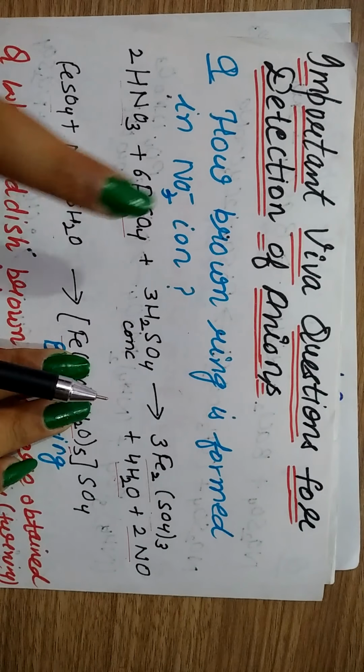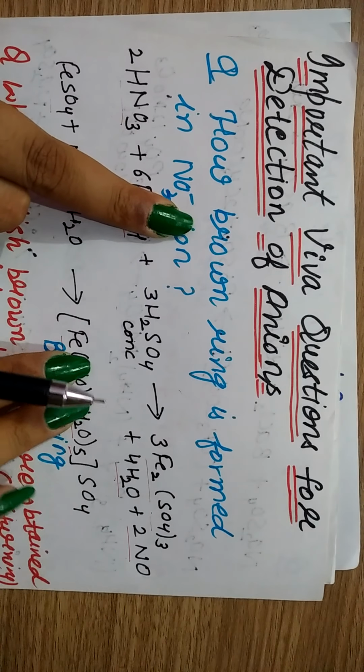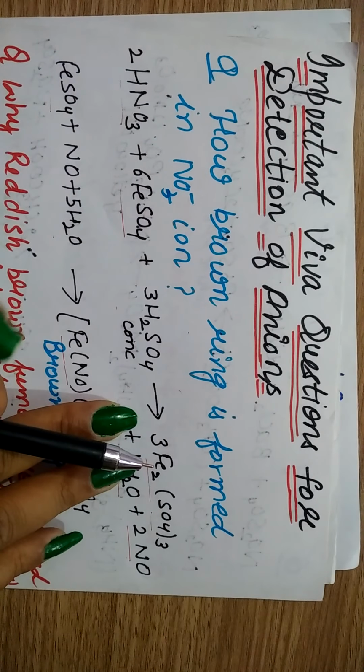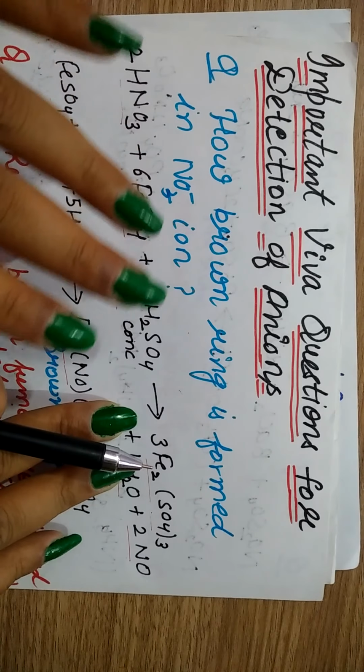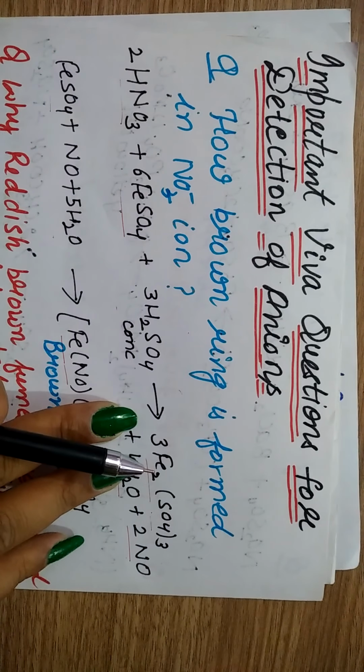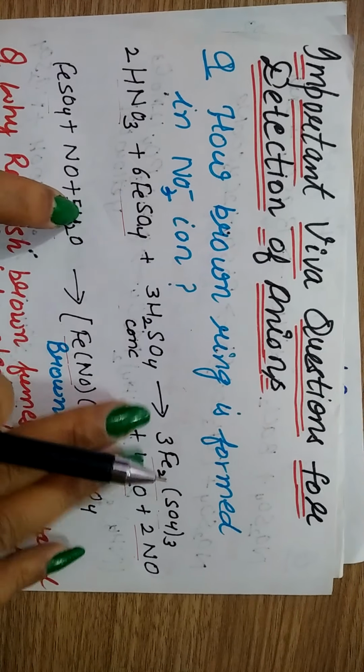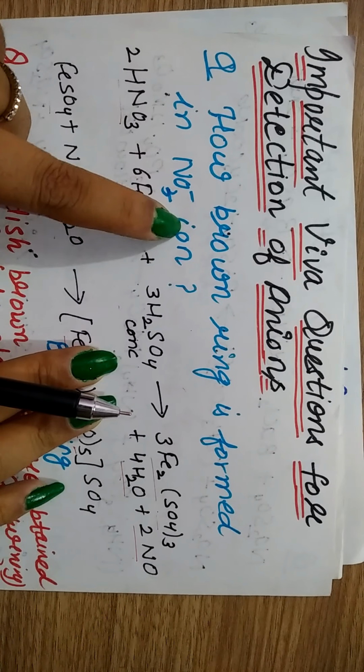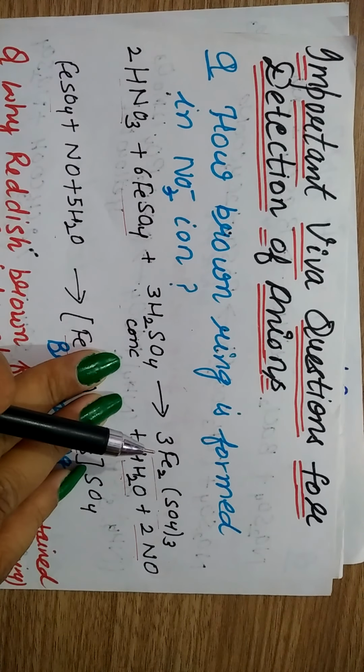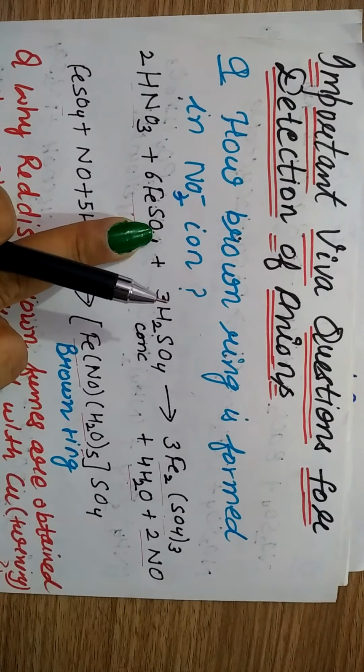Today's topic is about important Viva questions which are generally asked when the topic of detection of anions is in your syllabus. So the first question which is generally asked is about the brown ring, that is, how the brown ring is formed in case of nitrate ion.